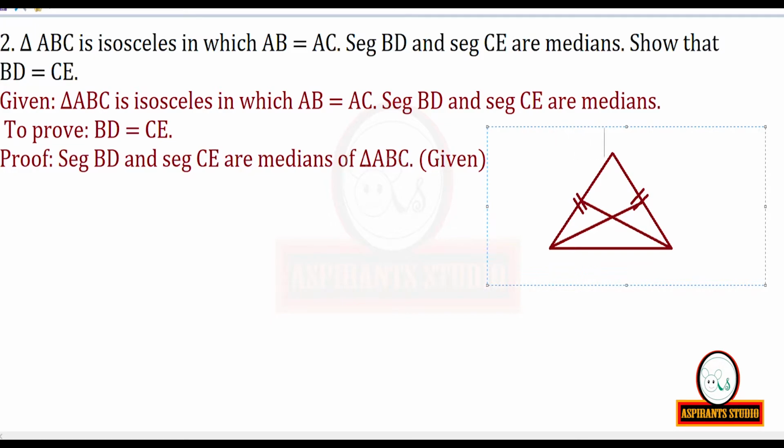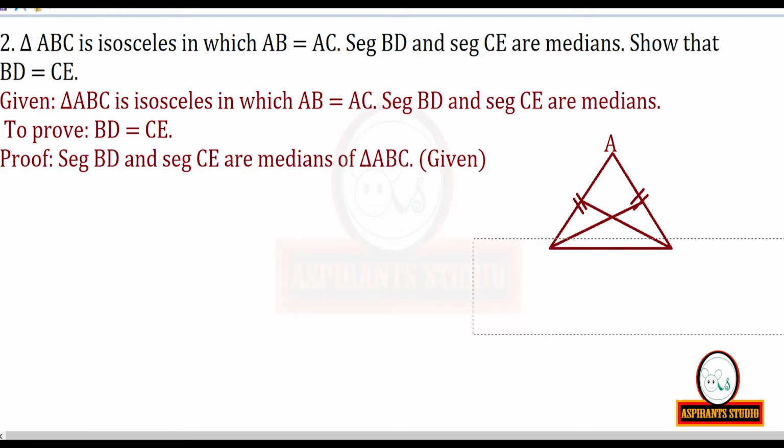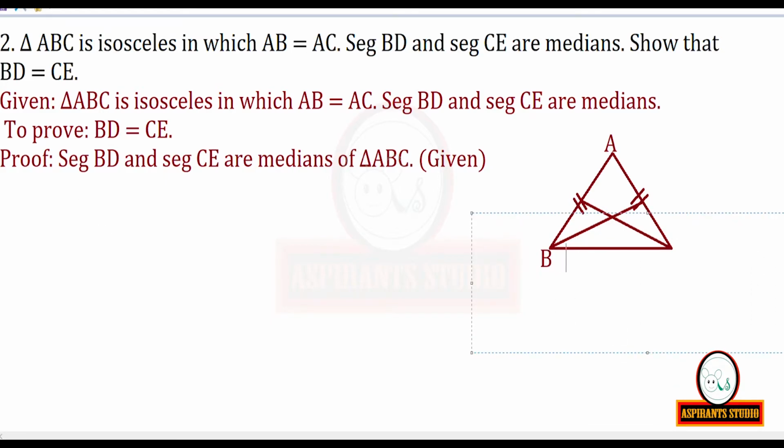Now second one, question number 2. Triangle ABC is isosceles in which AB is equal to AC. Segment BD and segment CE are medians. Show that BD is equal to CE. You have to draw the figure. I have taken triangle ABC. I marked segment BD and segment CE as medians in the figure.